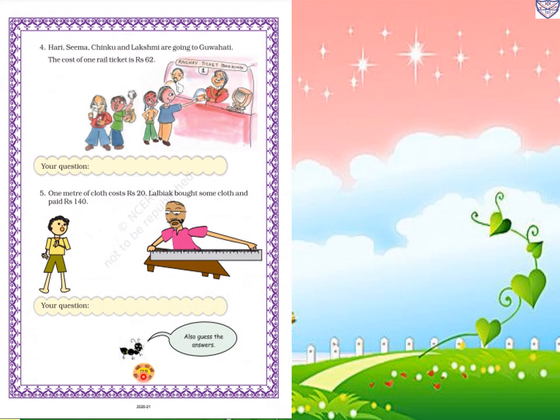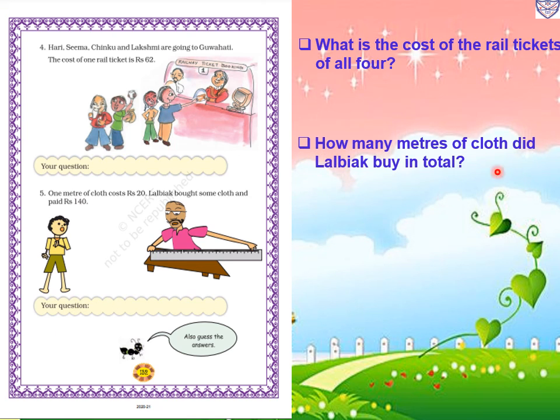Page number 132, number 4. Hari, Seema, Chinku and Lakshmi are going to Guwahati. The cost of one rail ticket is rupees 62. So our question: what is the cost of the rail tickets of all four? We can ask that. Now number 5, 1 meter of cloth costs rupees 20. Lalbhai bought some cloth and paid rupees 140. So our question: how many meters of cloth did Lalbhai buy in total?